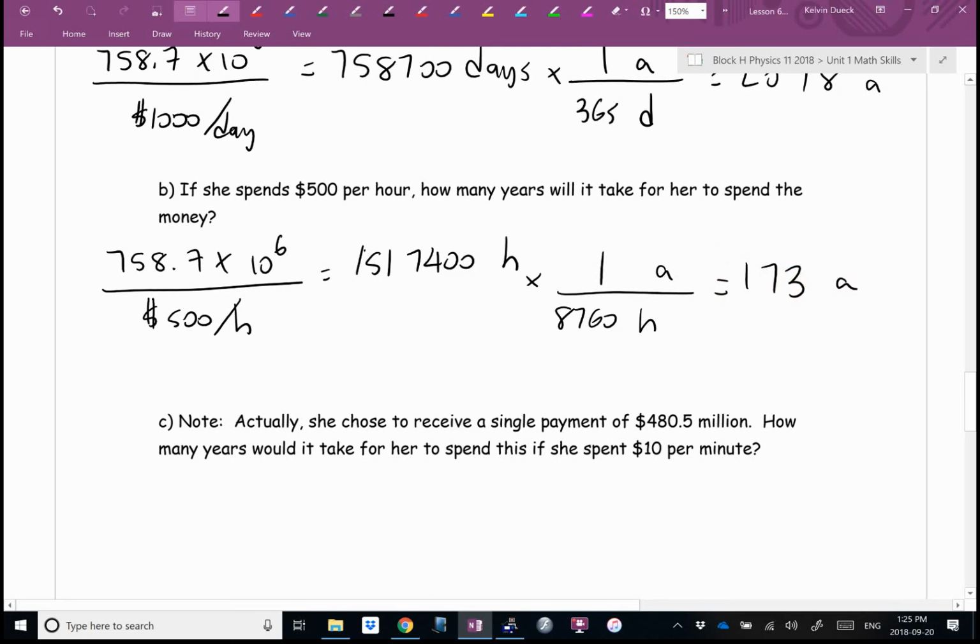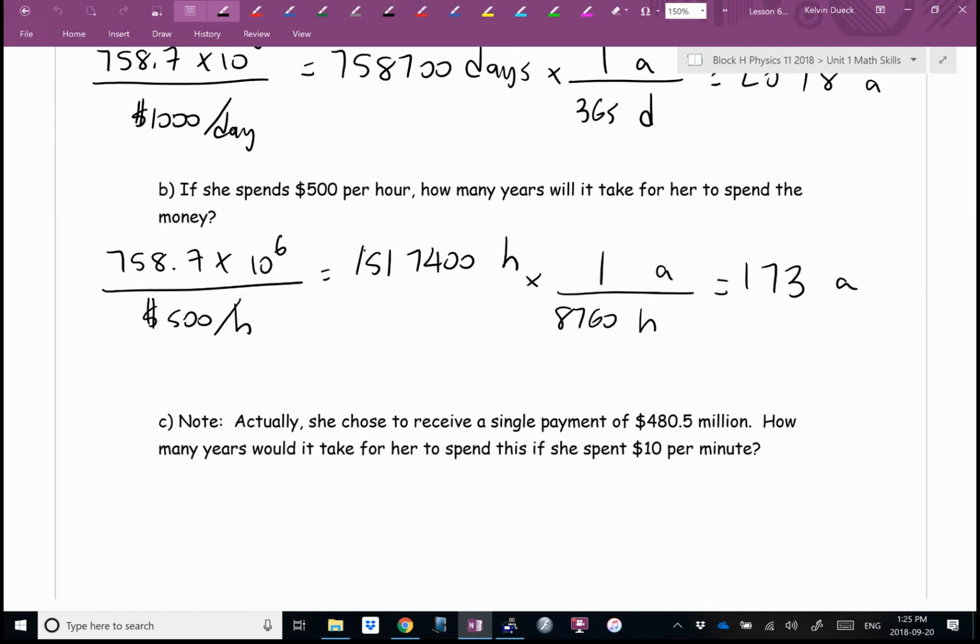Except she didn't actually win $758.7 million. Whenever you win a big prize, they always pay it out over 20 years, or you can take a smaller amount of money up front. And she chose to take the smaller amount of money up front. So she chose to take $480.5 million up front, which is only a smaller amount of money in comparison to the 780 million. It's still a crazy amount of money.